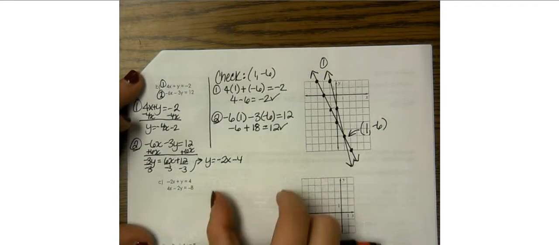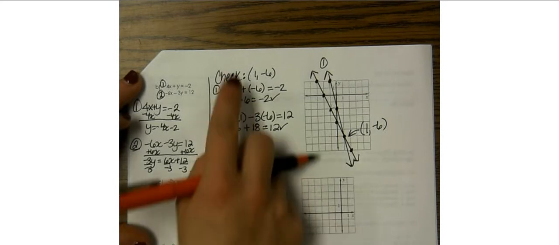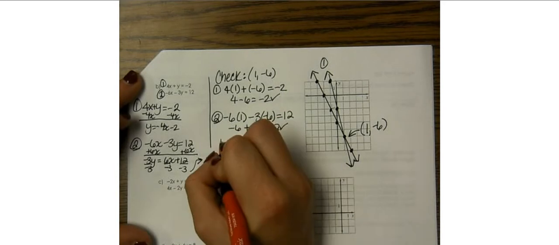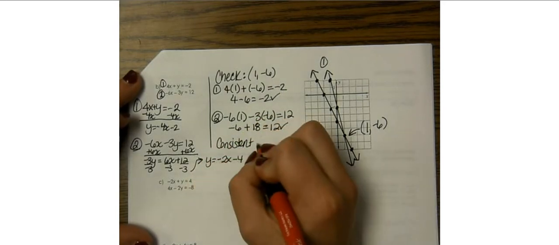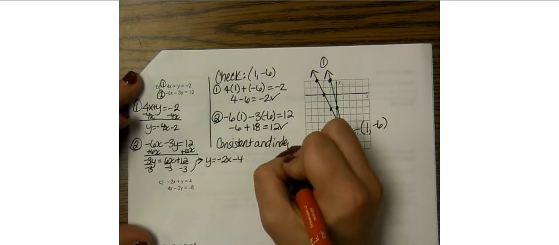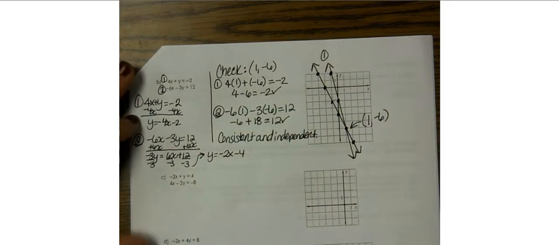And do you have to show the check step? Yes, you do. And because it works for both, I can now classify this as consistent because it has a solution, and independent because it has only one solution. Let's go ahead and look at letter C and letter D.